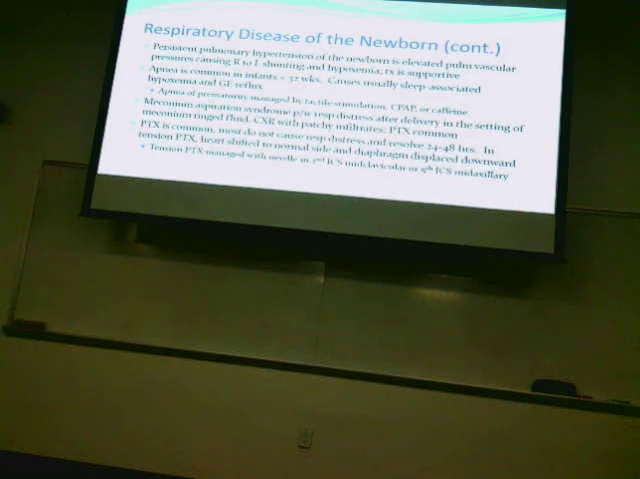Remember, pneumothorax is also another common respiratory disease, and a lot of them are not big enough to cause any respiratory distress and resolve on their own. You want to look out for, in emergency cases, tension pneumothorax.